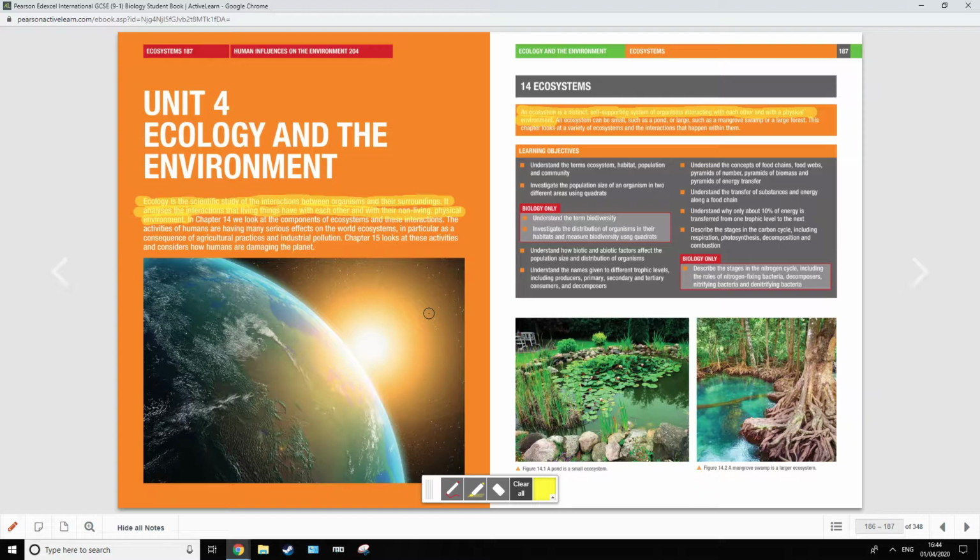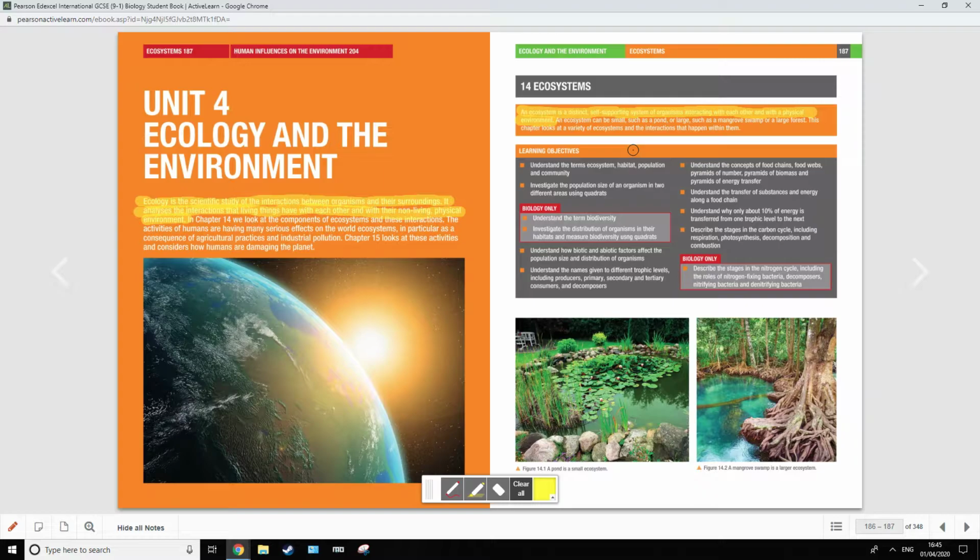So starting from the beginning, ecology is the scientific study of the interactions between organisms and their surroundings. It analyzes the interactions that living things have with each other and with their non-living physical environment. Okay, so if you can highlight this, which is the description of ecology, the study of interaction between living things and the non-living things in an area. Okay, carrying on, an ecosystem is a distinct self-supporting system of organisms interacting with each other and with a physical environment. Okay, highlight up to this point. I will tell you when to highlight.